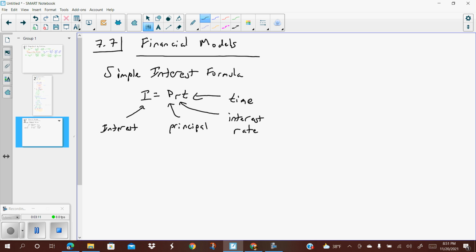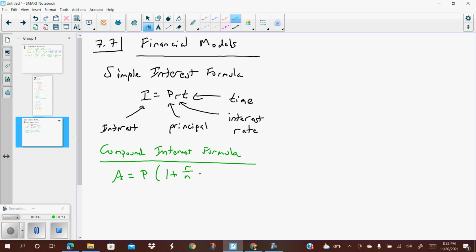That's important. A more common one that we're going to use is what's called the compound interest formula. Okay, this one is very common. So the compound interest formula is A equals P times, in parentheses, 1 plus R over N, and the parentheses, all raised to the N times T power.